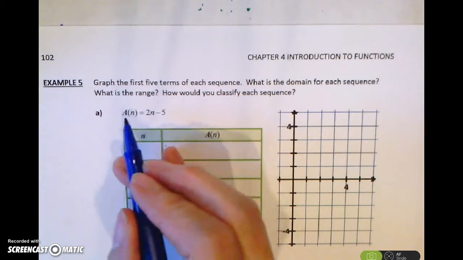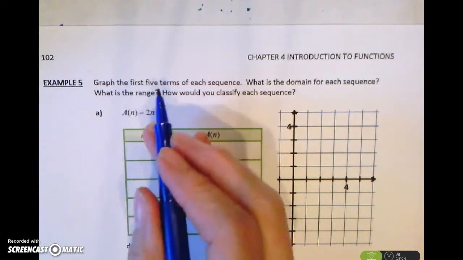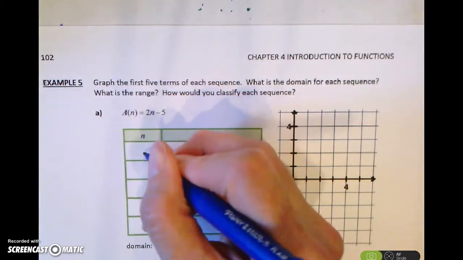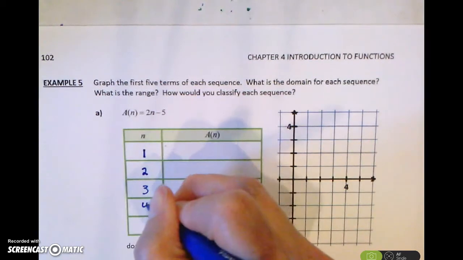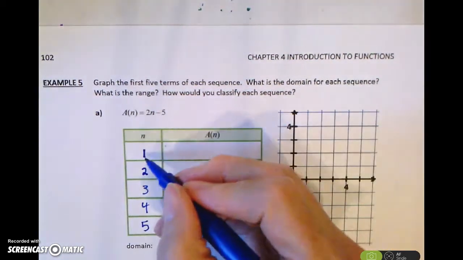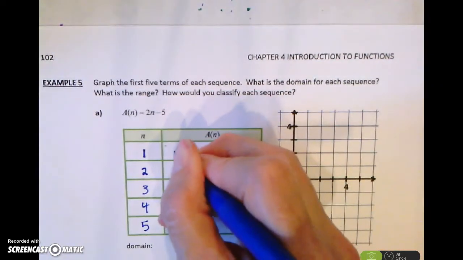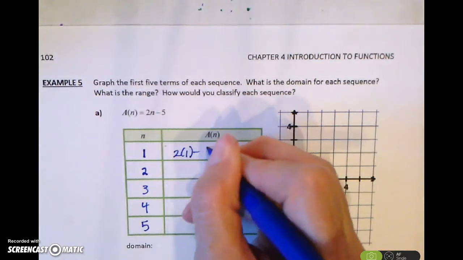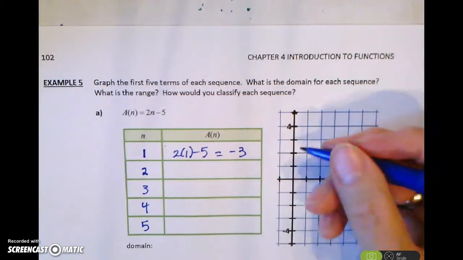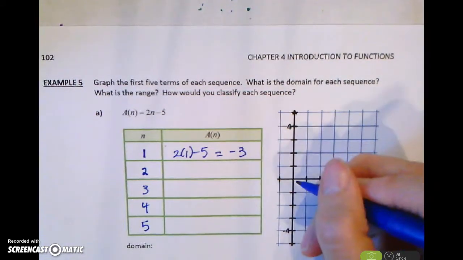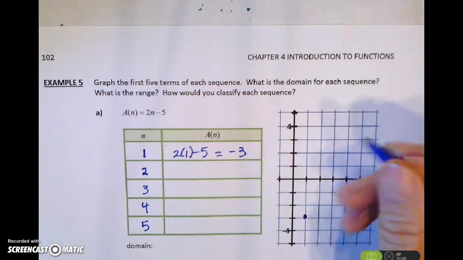So here we have the function rule that we're going to be using for this sequence. So we want to graph the first 5 terms. We're going to start off with 1. So we want the first term, the second, the third, the fourth, and the fifth. So we're going to put 1 into our rule and get 2 times 1 minus 5, which is equal to negative 3. So we're going to plot the point 1, negative 3: over 1, down 3.